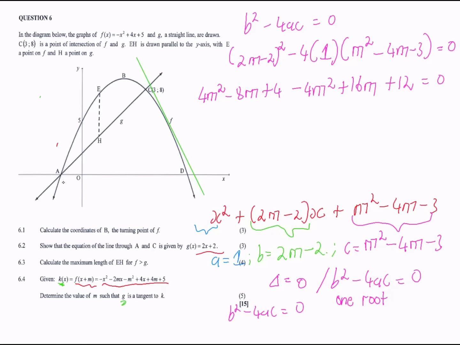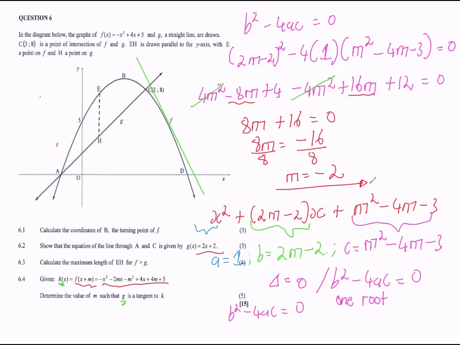Now, what happens is that this must cancel out with that. And then now we have other like terms, negative 8 plus 16m. So negative 8m plus 16m would give us positive 8m. Then 4 plus 12 would give us 16. And then equal to 0, we have 8m equals negative 16. Divide both sides by 8. Then our m is supposed to be equal to what? Negative 2. That's how you were supposed to solve that one.